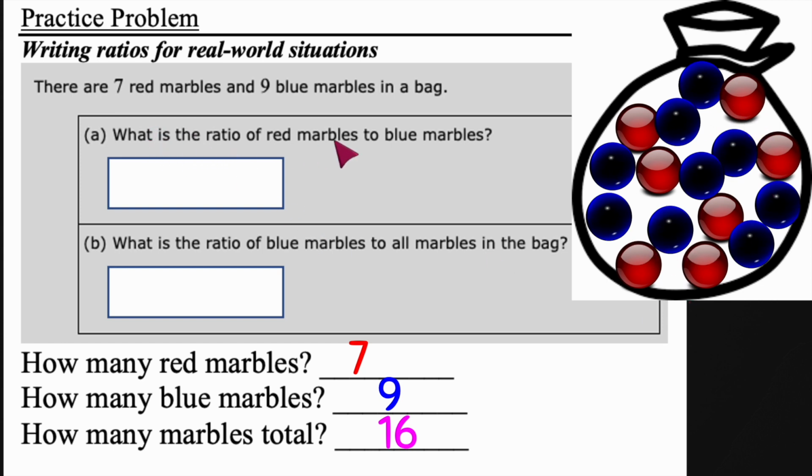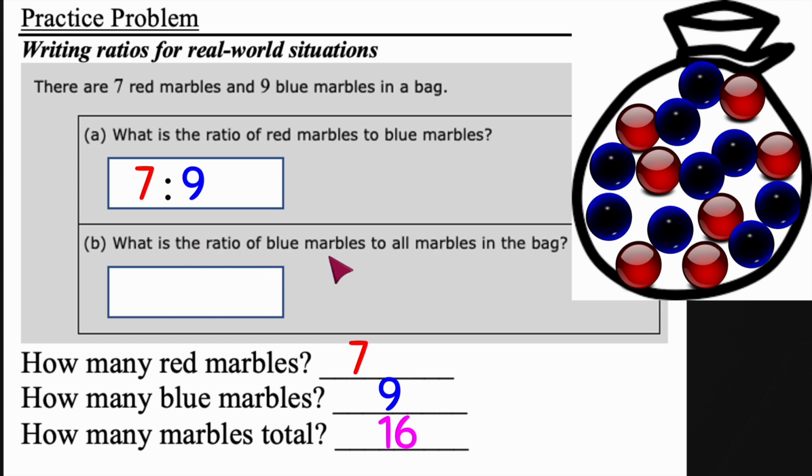What is the ratio of red marbles to blue marbles? If I want red to blue, I'm just going to compare the 7 and the 9. Make sure you go in the order that they're asking. You don't want to put blue first and then red because they ask you red to blue. Make sure you put it in the order they're asking you to, because you'll have the right numbers, the 9 and the 7, but they'll be backwards in the ratio they asked you to write. So just pay attention to the order they're asking you in.